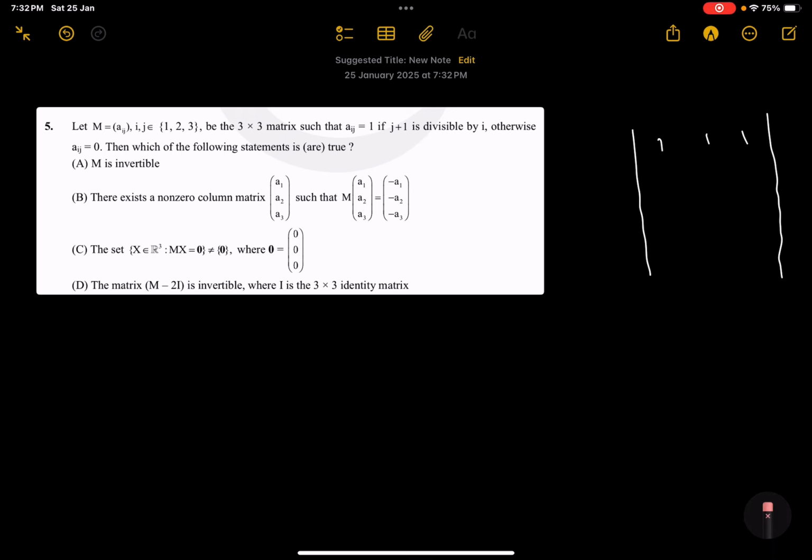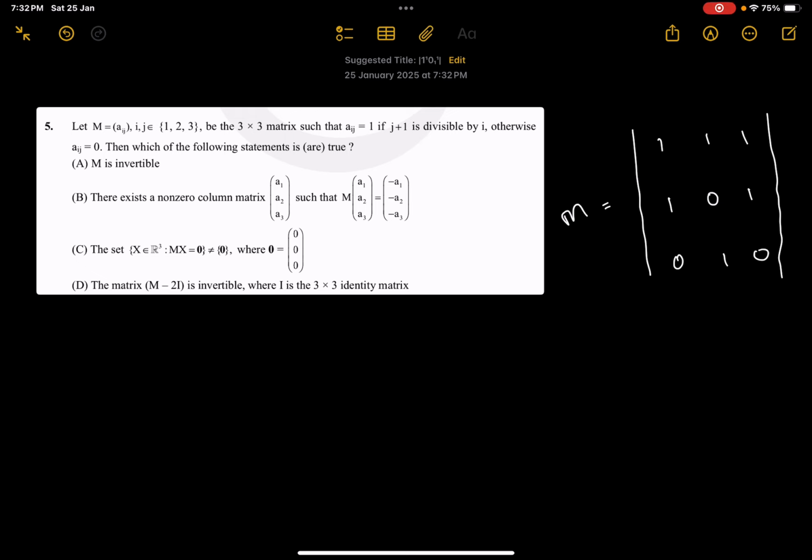For the second row, the first entry would be 1, the next would be 0 followed by 1, and for the third row it would be 0, 1 and 0, because obviously for this j is 1, so 2 is not divisible by 3. This is j is 2, so j plus 1 is 3, which is divisible by 3. For this j is 3, j plus 1 is 4, which is not divisible by 3, and so on. So we have our matrix M.